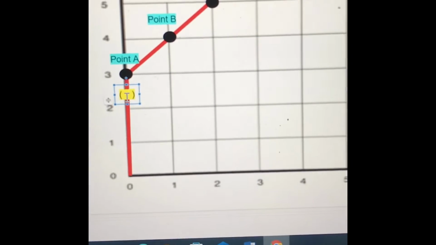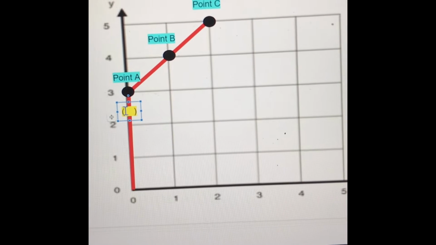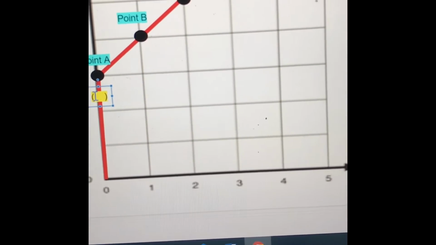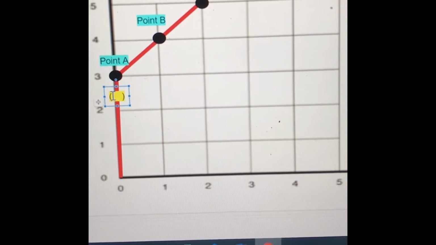Alright, ladies and gentlemen, now I am going to write an equation for the value of y that represents graph number 2. I'm going to start out by plotting the coordinates for each of the points.